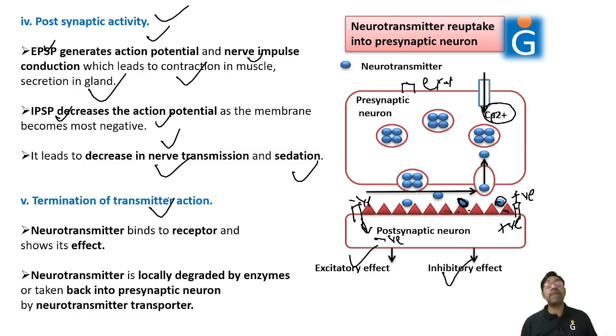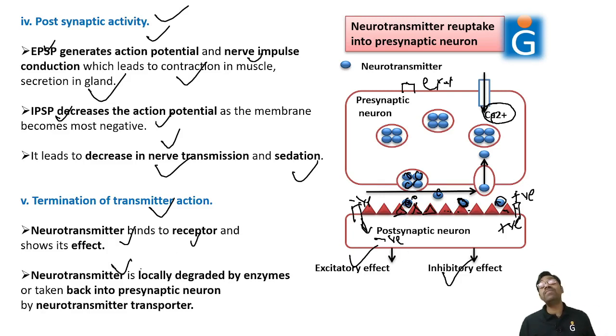Then finally, it is a termination of transmitter action. Now we have seen the neurotransmitter is released in the synapse, but it is having a definite lifespan. It is going to have a definite time span. After some time, this neurotransmitter is either metabolized with the help of various enzymes, or it may again get reuptaken into the presynaptic neuron. This is a receptor, and this is a neurotransmitter. This neurotransmitter is going to bind to the receptor located on the postsynaptic neuron to show its effect.